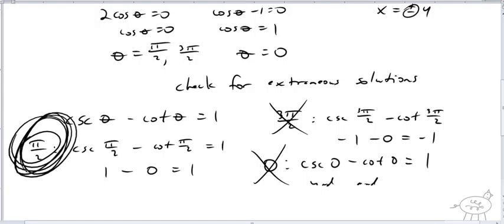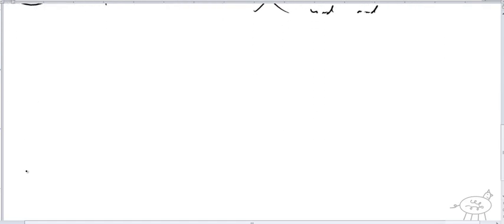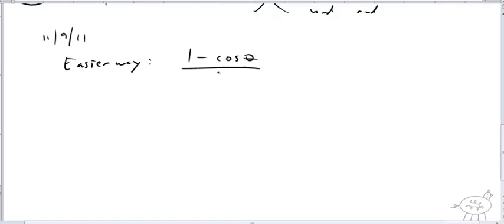Now I got an easier way to do this one. Let me show you one of my students, 2011, Michael Serpek. He taught me on 11/9/11. He came up with an idea. He's like, Mr. Kerfus, this is an easier way. He said, once I get 1 minus cosine of theta over sine of theta equals 1, isn't this just tangent of theta over 2? I'm like, oh yeah, it is. So tangent theta over 2 equals 1.